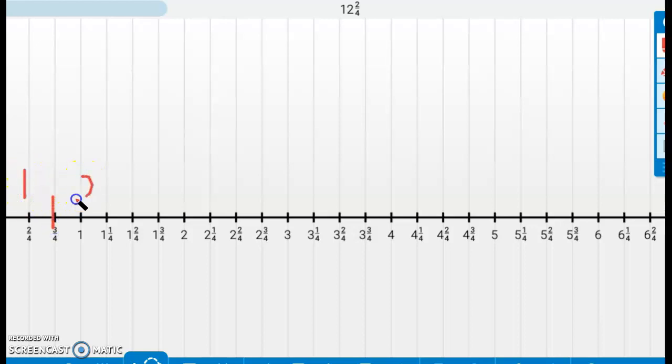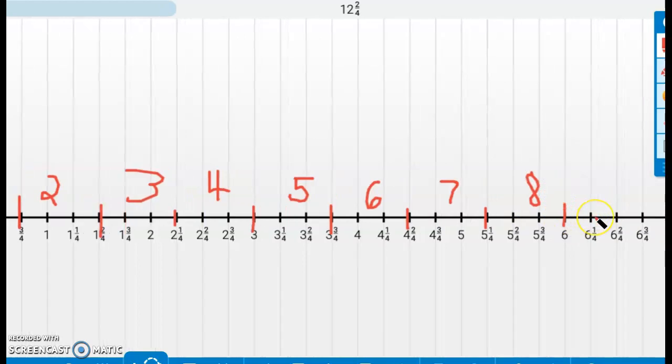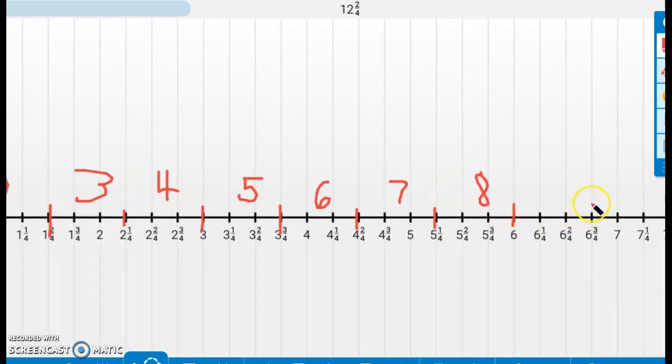So that's 1, 2, 3. 1, 2, 3, that's 2. 1, 2, 3, that's 3. 1, 2, 3, 4. 1, 2, 3, 5. 1, 2, 3, 6. 1, 2, 3, 7. 1, 2, 3, 8. And 1, 2, 3 is 9.